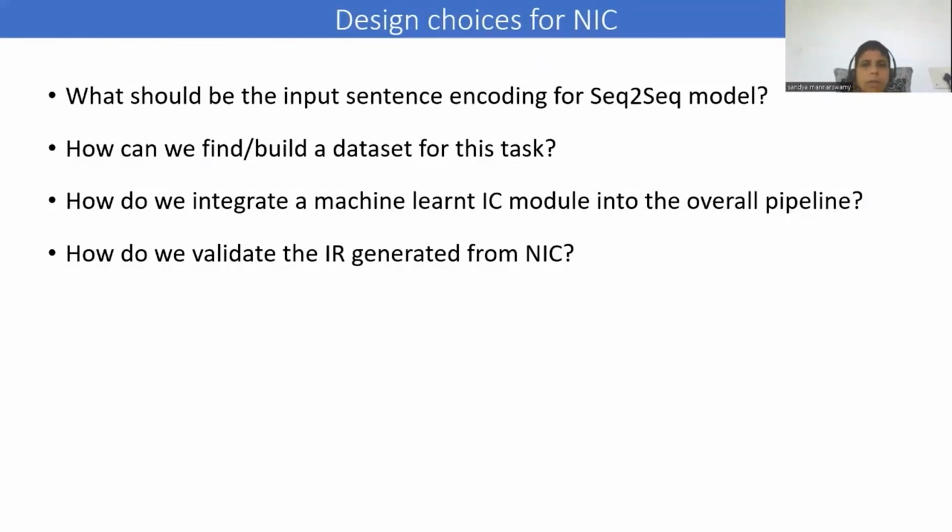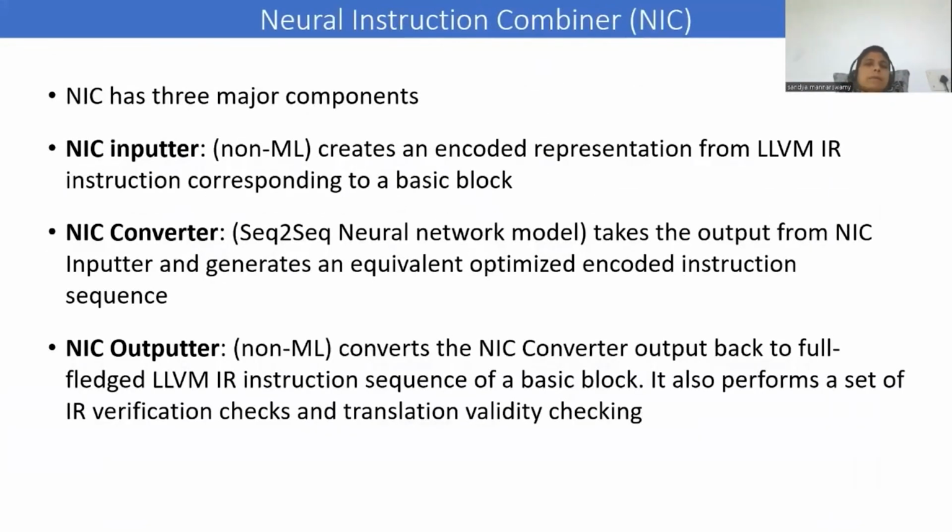So to give you a high-level perspective, the neural instruction combiner, or NIC, has three major components. The first is the NIC inputter. This is a non-ML module. It creates an encoded distilled representation from the LLVM IR instruction sequence corresponding to a basic block.